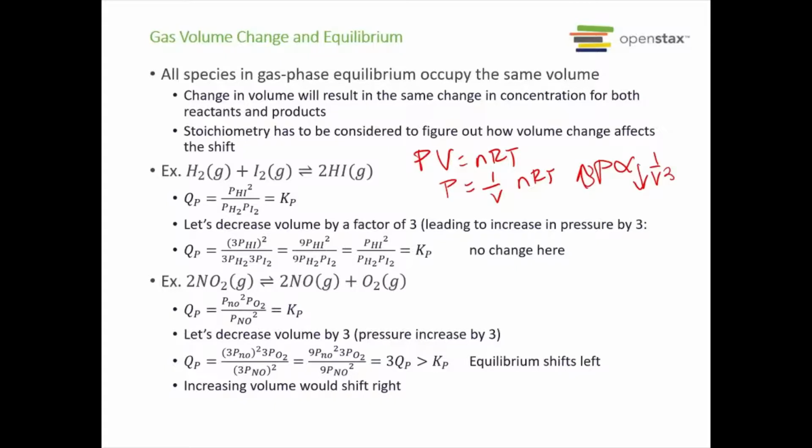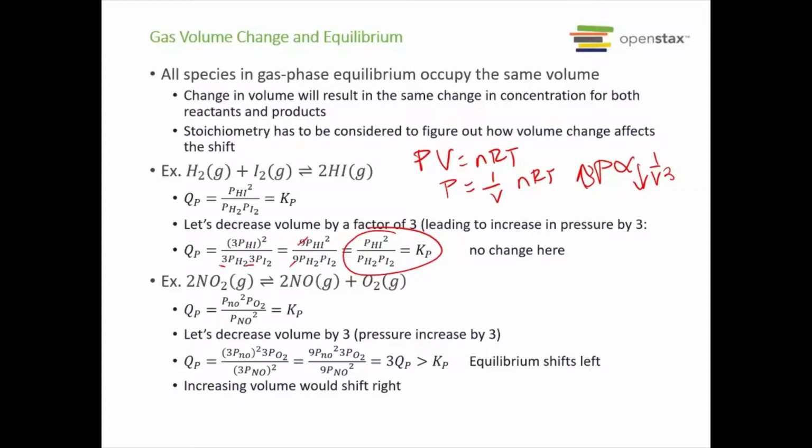So now we have 3 times the partial pressure of HI, squared, over 3 times the pressure of H2 times 3 times the pressure of iodine. So 3 squared is now 9 times the partial pressure of HI squared over, we can multiply the 2 3's together, and that's 9 times the pressure of hydrogen times the pressure of iodine. Those 9's cancel out. So overall, there's no change here. But that doesn't hold true for everything.